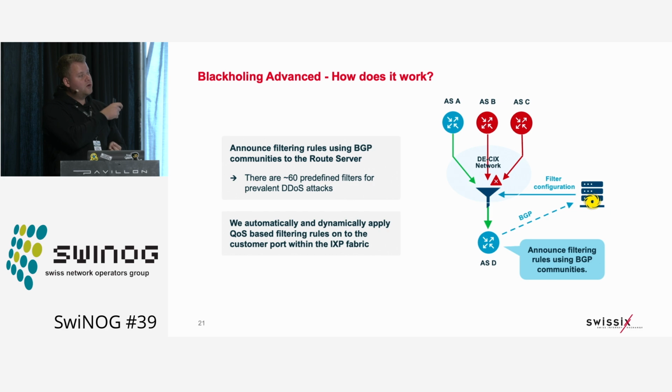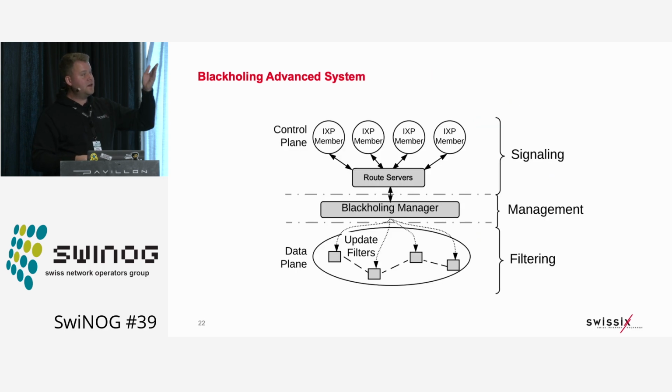There are over 60 predefined filters which members can use on the IX, and the IX fabric will automatically and dynamically apply these as QoS-based filters into the fabric. And how does that work, or how does that look like on the backend side? So on the very top, this is where it starts. We see the control plane and the different IXP members, using BGP routing towards the route servers. This is the signaling process.